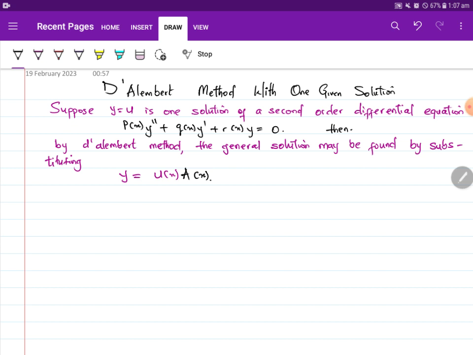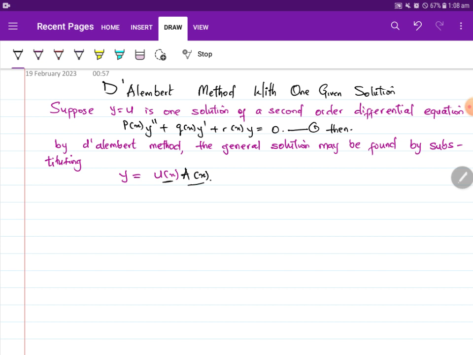Now, since we know how to identify, let's see how we solve the question, how we break it down. Let's go by the definition or by the note on our screen. Suppose y is equal to u. We are given u, where u is one of the solutions of a second order differential equation. Let's assume this is the second order differential equation, and let's call it equation 1. You are given y equal to u to be one of the solutions. By the d'Alembert method, the general solution may be found by substituting y equal to the u given and a of x.